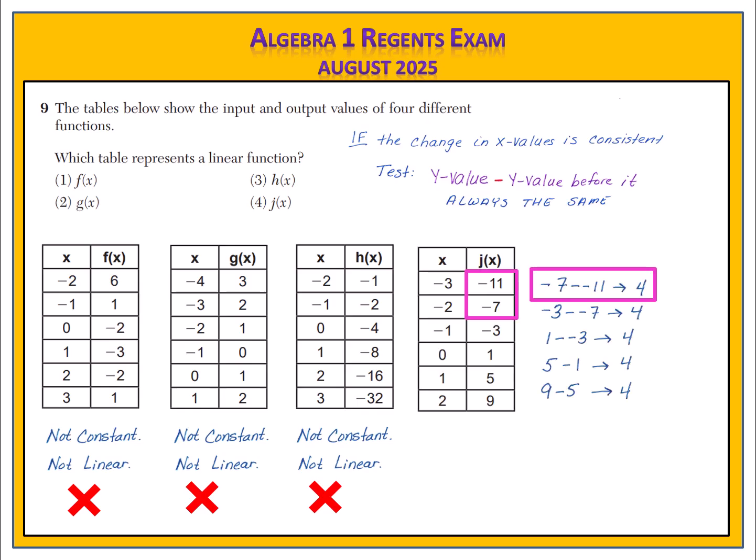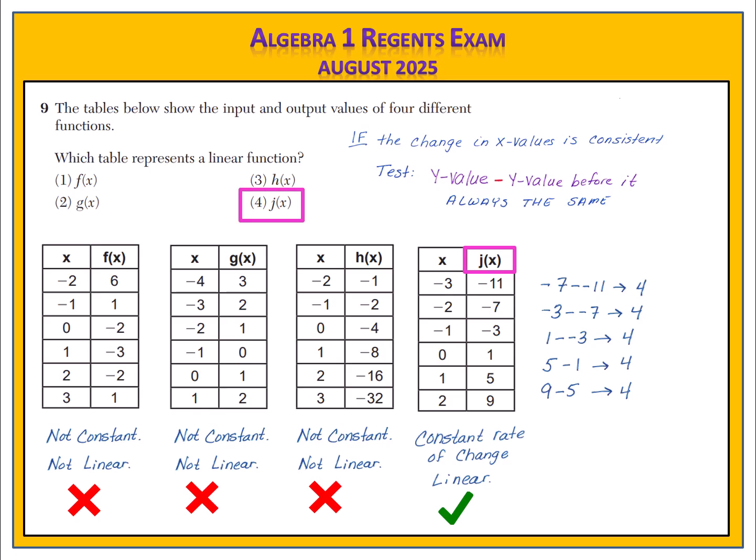We look at the x values. The x values increase at a constant rate, adding 1 each time. So now we can use the simple test. Each y value minus the 1 before it. -7 minus -11, -3 minus -7, 1 minus -3, 5 minus 1, and 9 minus 5. Each time we find the difference is 4. We have a constant rate of change, therefore this function is linear. The name of this function is j of x, which is choice 4.